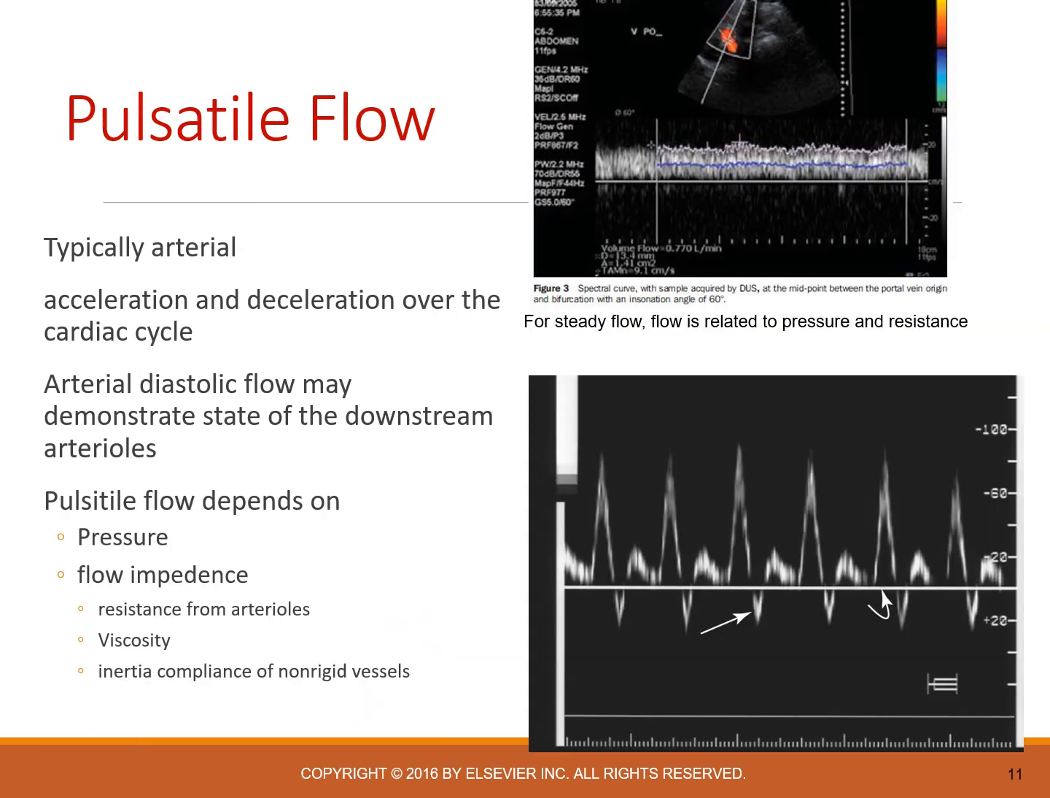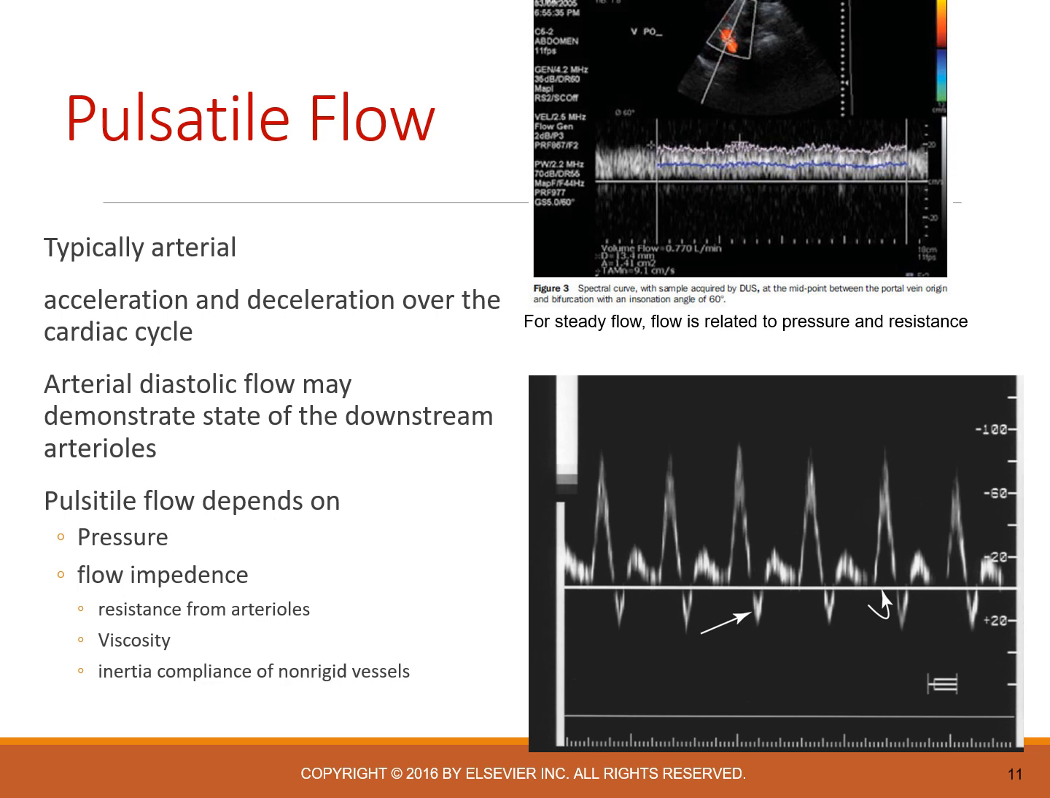Okay, so now we'll just talk a little bit about our arterial flow. Most of the time, our pulsatile flow will be on the arterial side. Now, we can see a little bit of pulsatility in our venous flow as we're getting up towards the right atrium.